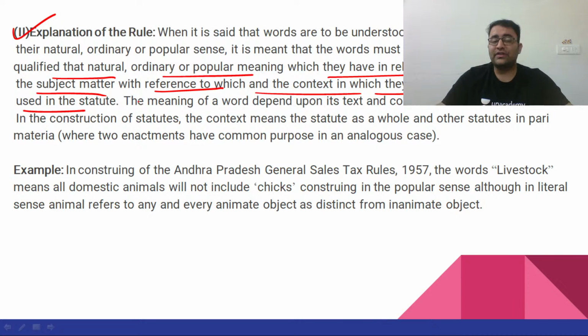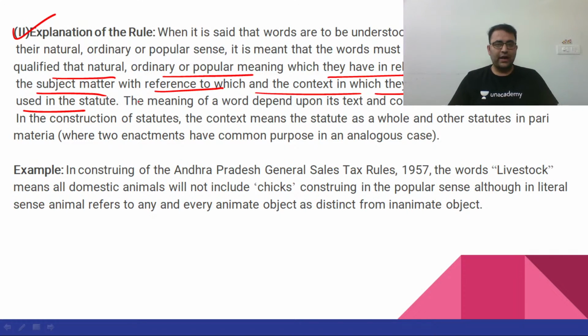In the construction of statutes, the context means the statute as a whole and other statutes in pari materia, where two enactments have the common purpose. So please, even though we have said in this case that they should be used in their ordinary, natural and popular sense, please remember they should be used in their ordinary, natural and popular sense in the context of the statute.